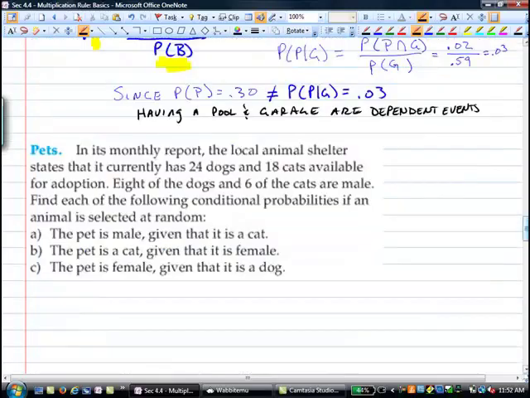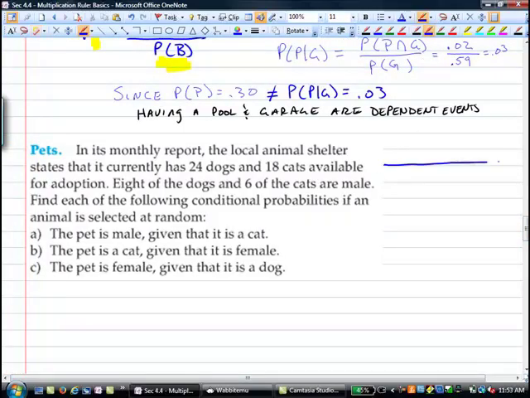In its monthly report, the local animal shelter states that it currently has 24 dogs and 18 cats available for adoption. 8 of the dogs and 6 of the cats are male. Find each of the following conditional probabilities if an animal is selected at random. Would y'all rather use a table just to see something different?